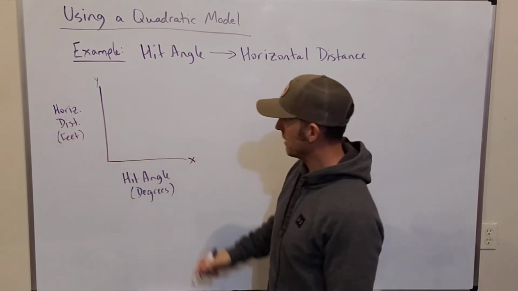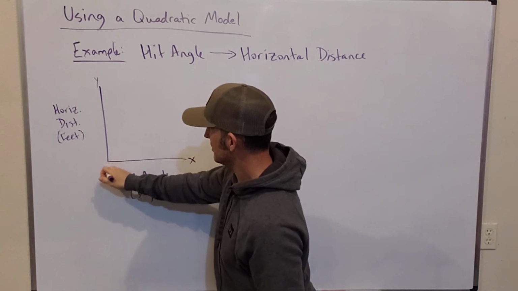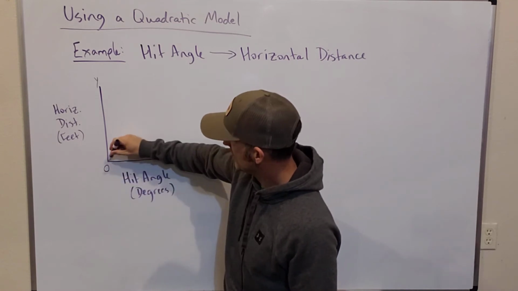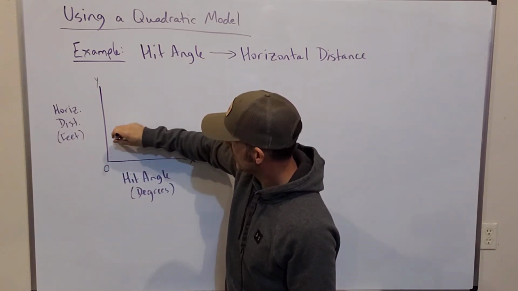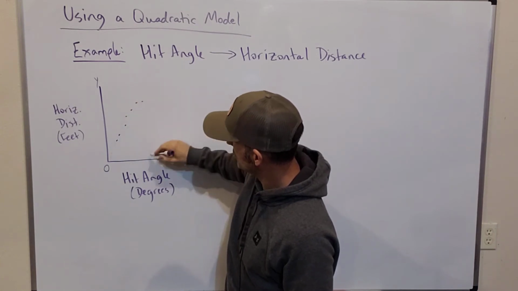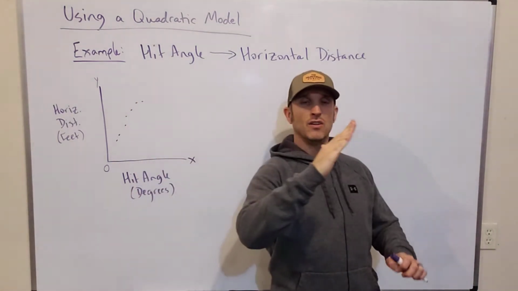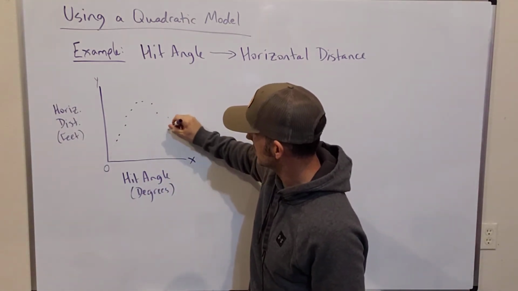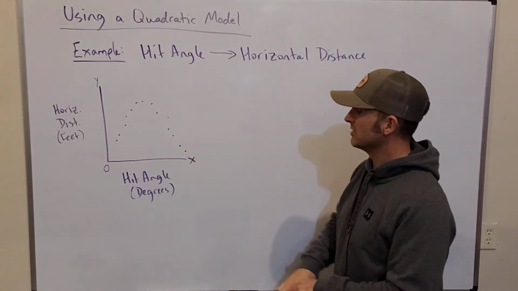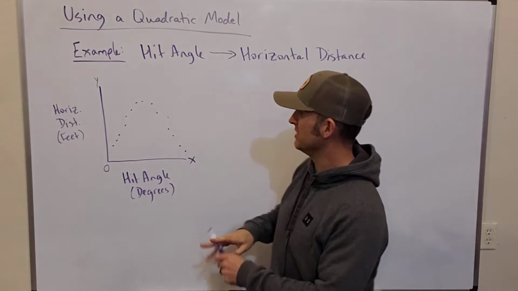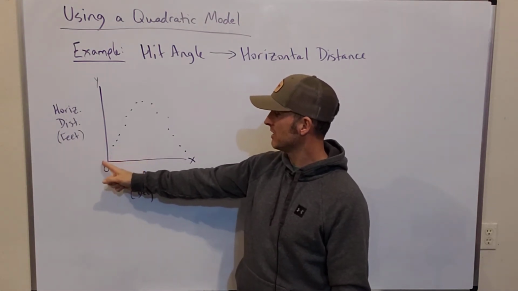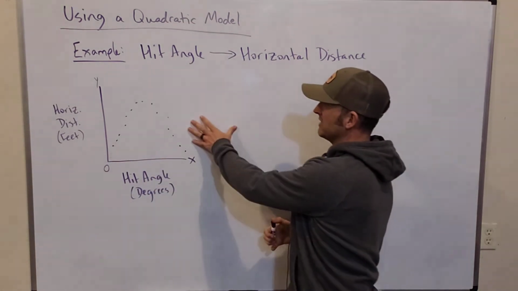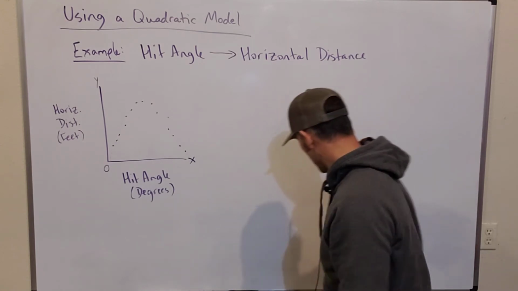You can imagine if you have a low hit angle, so if this is 0, a 0 degree angle, you're not going to travel any horizontal distance. But as your hit angle goes up, so does your horizontal distance, until you reach an angle of maximum distance, which maybe is right here. After that, your distance might start to come back down like this. So this scatter plot of data indicates that the distance traveled maxes out somewhere and then starts to come back down. This is a great example of when you might want to use a quadratic model.